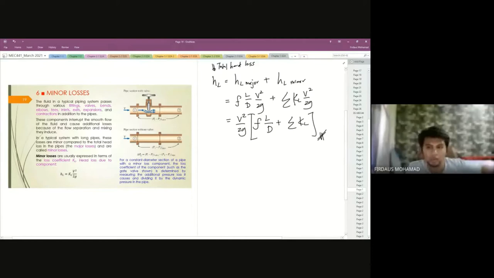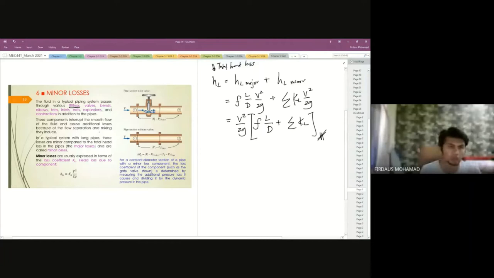As I mentioned before, minor losses are due to pipe fittings, any fitting used to connect one pipe to another pipe. So we use fittings and need to consider the minor losses. And then valves: we have a lot of valves, gate valve, ball valve, spring valve. All these valves contribute to the minor losses. Bends, pipe bends, elbows, tees, the inlet, the exit, expansion, and also contraction in addition to the pipe. All of these contribute to the minor losses.